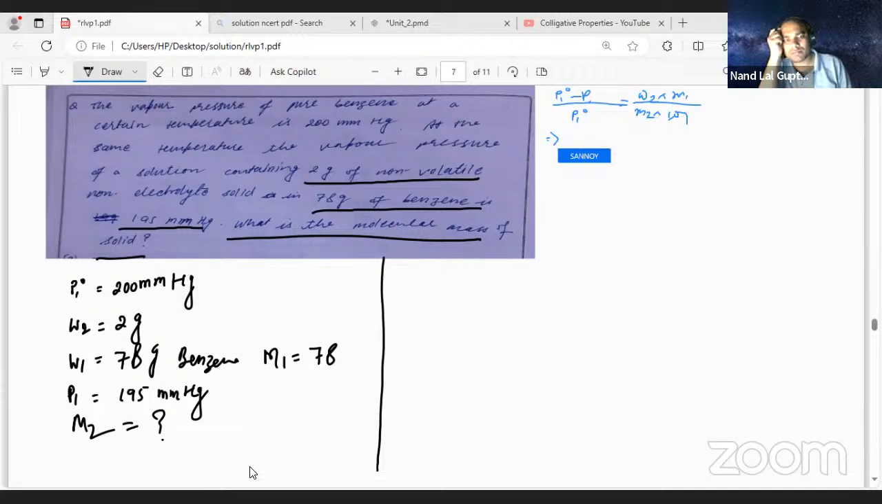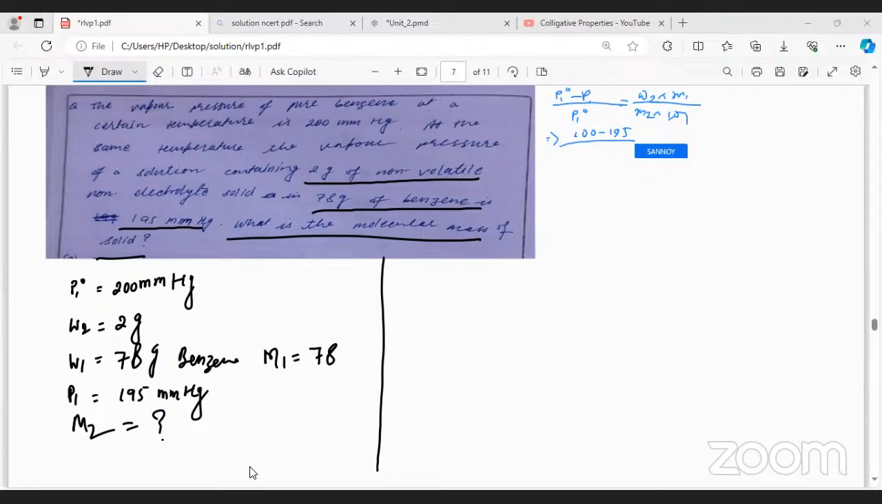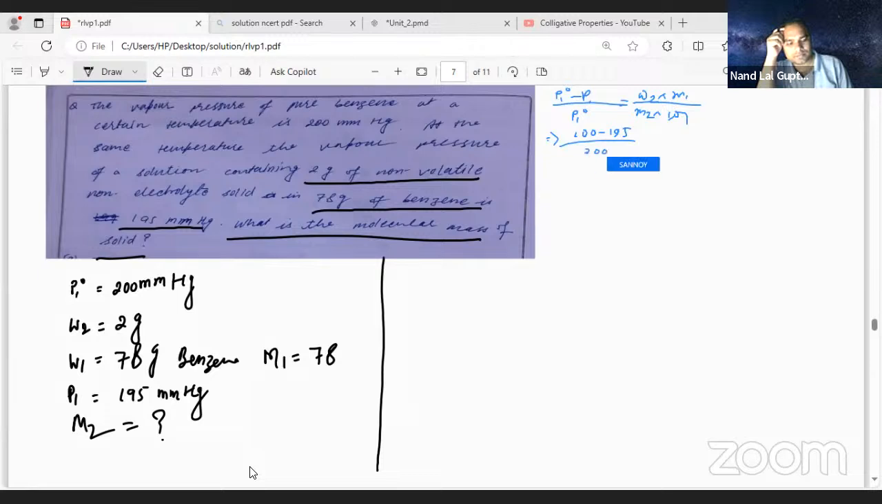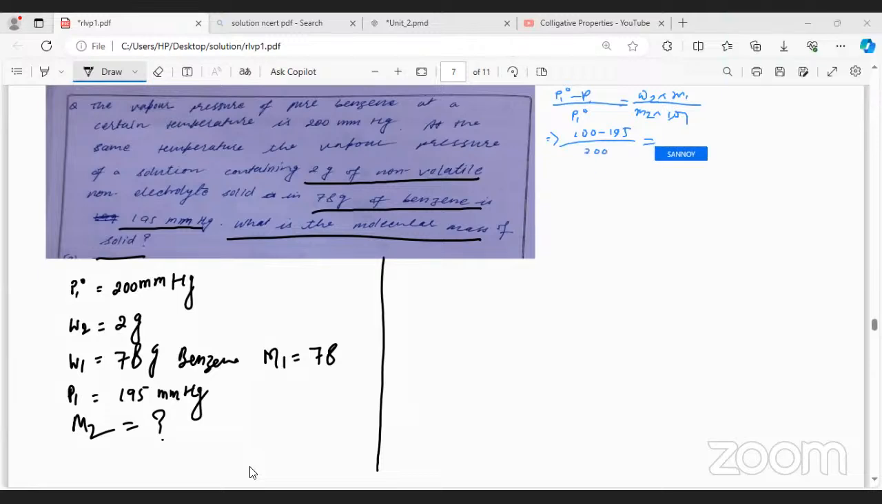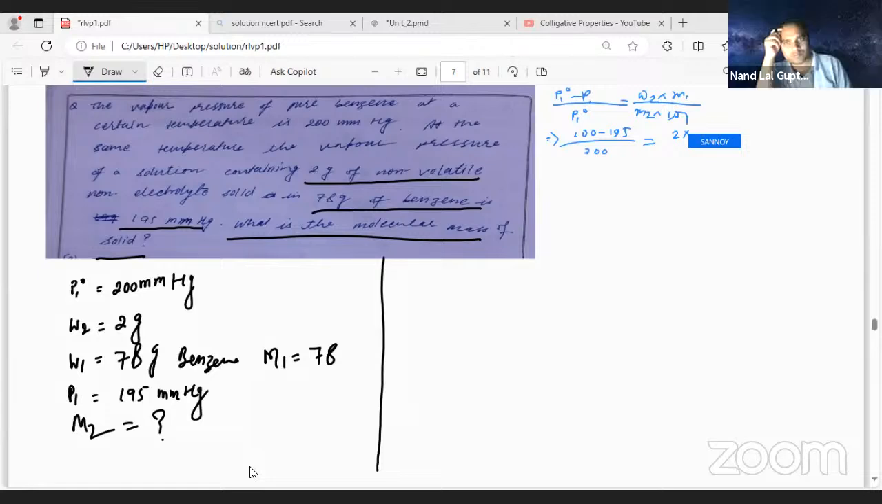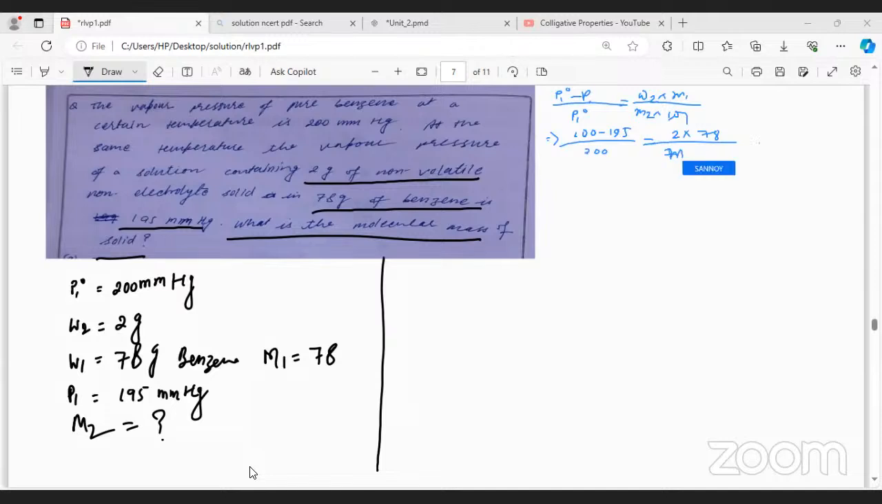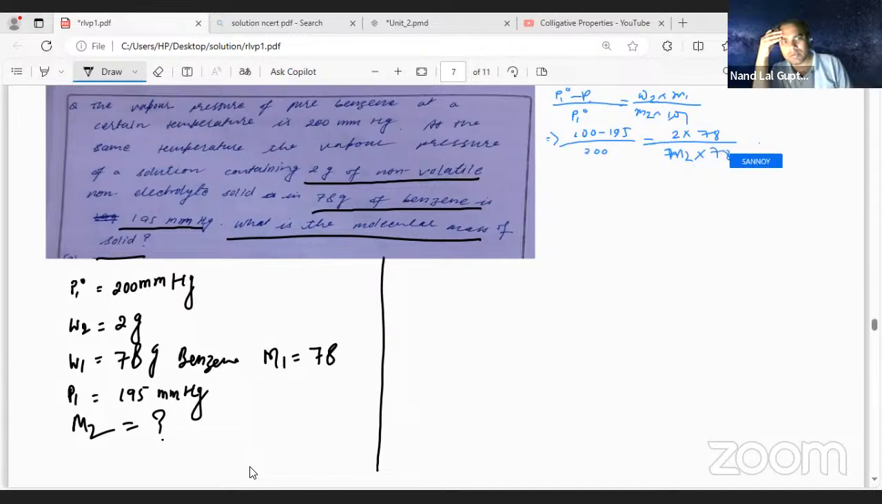You explain to me how you are doing. Sir, using that formula: (P1 naught minus P) by P1 naught equals W2 into M1 by M2 into W1. Then the molar mass of benzene. M2 they are asking. W1 they have given, 78 only, so they are divisible.